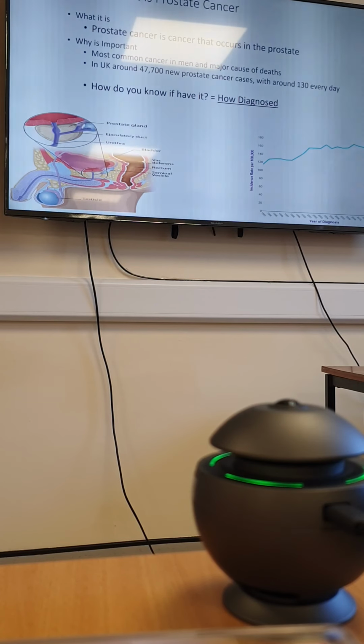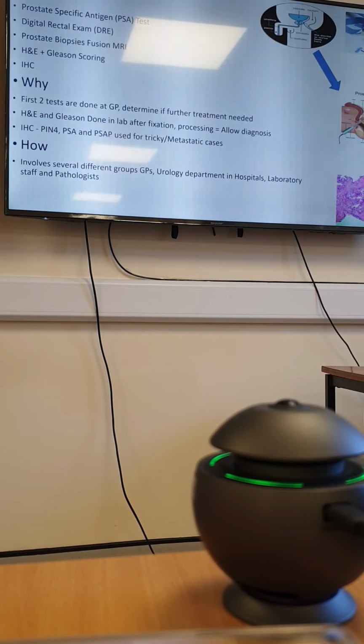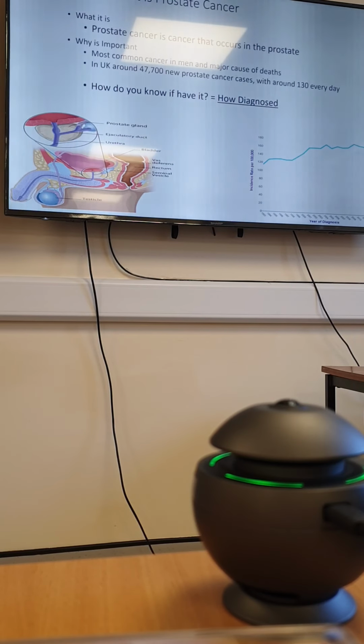So how do you know if you have it and how is it diagnosed? As you can see, this is showing the caseload here, and on the left hand side it's showing where the prostate is. Just to quickly mention, in the diagram you can see the prostate is right beside the bladder, and this is going to be covered later on, why this is important for the project, for the anatomy.